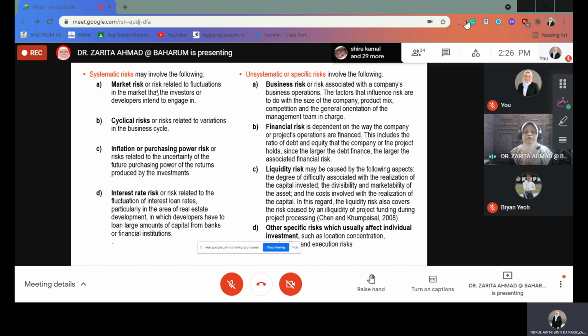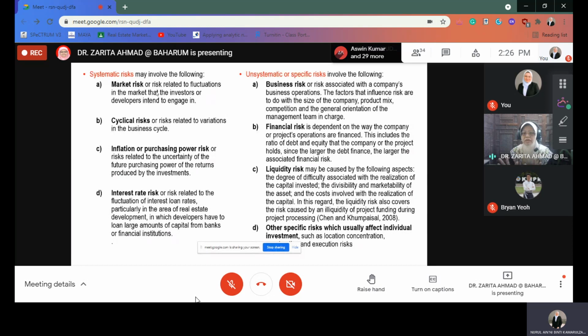On the other hand, you've got your unsystematic risk and specific risk. Specific or unsystematic risk is the thing that you are able to control, because it's within your particular organization, within your particular firm. You are talking about business risk. Product mix, competition, the management team, these are all business risks. Can the company control? Yes. Financial risk within your organization. Can you control? Yes. No issue.